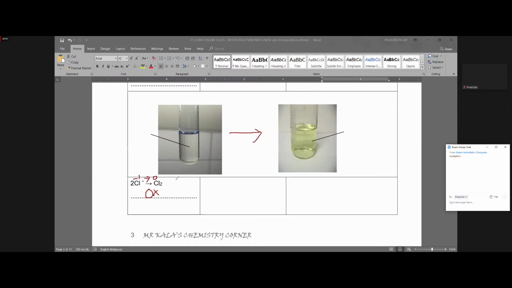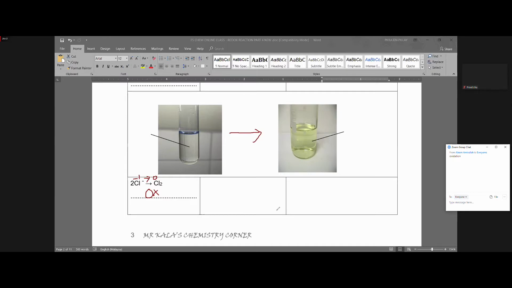Chloride ion. Yes. Oxidized to chlorine. Okay, well done. Very good. Chloride ion is oxidized to form chlorine, or chlorine molecule, or chlorine gas. Just chlorine. Well done, Sandra.